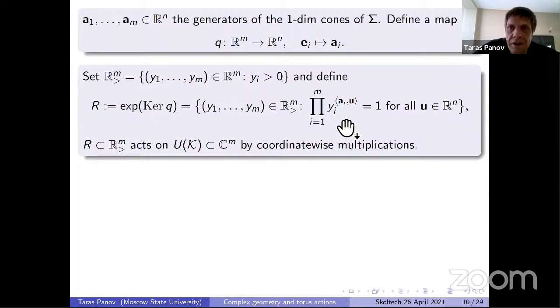For those of you who are familiar with toric geometry, this is very similar to the algebraic subgroup defined in the Cox construction. But this is a real subgroup, and it has real dimension m minus n rather than complex dimension m minus n. Nevertheless, it acts on this toric space, the complement of the subspace arrangement, by coordinate-wise multiplications.